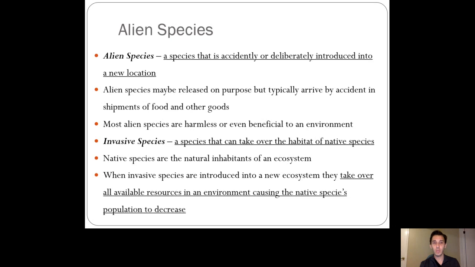Okay, so native species are the natural inhabitants. They're supposed to live there. That's where they've always lived. Okay, invasive species come on in to this new ecosystem all of a sudden, and they start using up all the natural resources. And then what does that do to the native species? Well, the native species then dies out because they can't compete with this new invasive species. They can't eat, they can't find shelter, and so they end up dying. Okay.